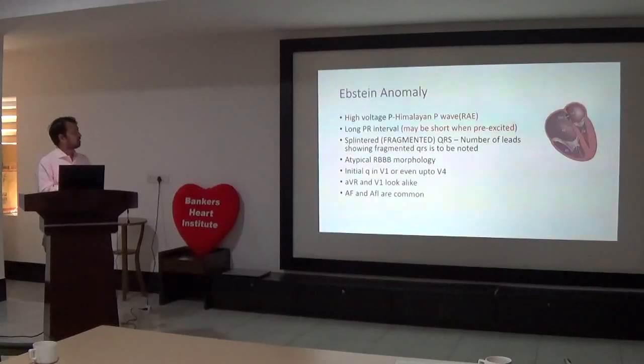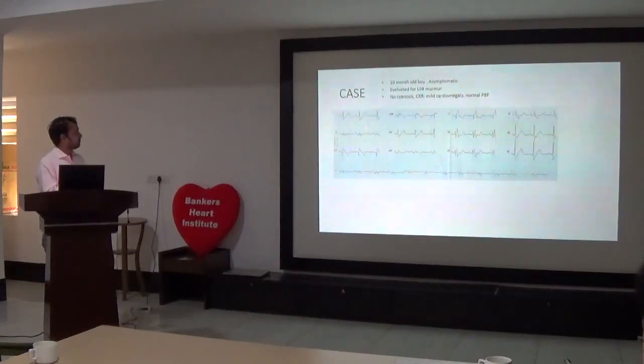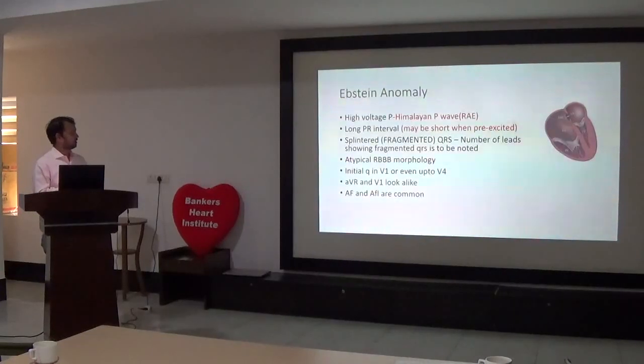What we can see is high voltage P waves, Himalayan P waves, due to right atrial enlargement. There is a long PR interval normally in Ebstein's anomaly, but it can be short when associated with WPW or other pre-excitation syndromes. There is a fragmented QRS complex, and the number of leads showing fragmented QRS is significant for the disease. Here we can see fragmentation in leads 2, 3, aVF and V1, V2, V3, V4. So it is a specific typical pattern of Ebstein's anomaly.